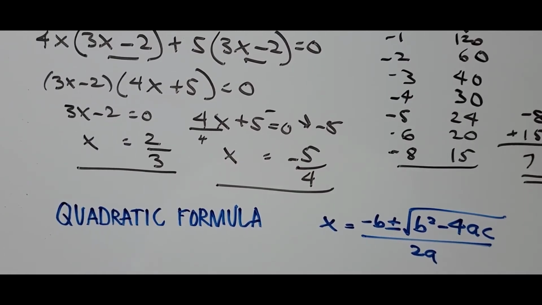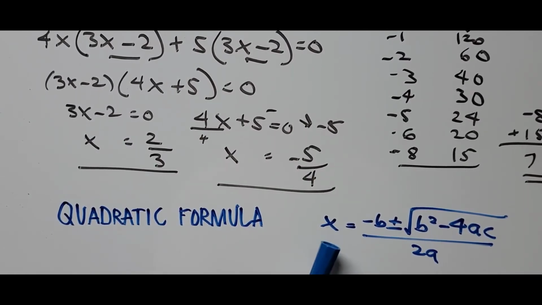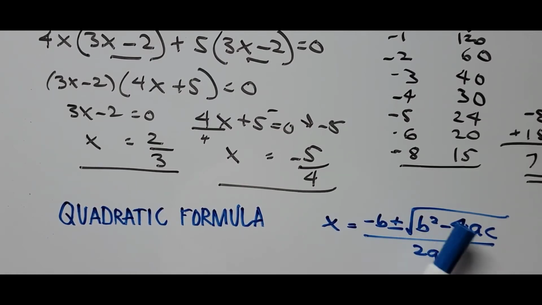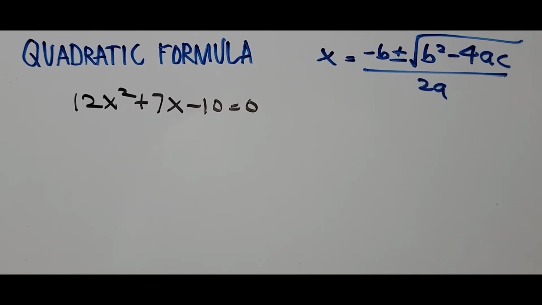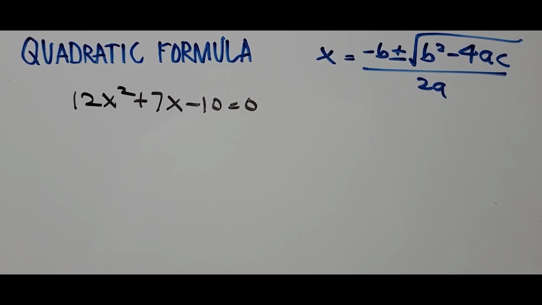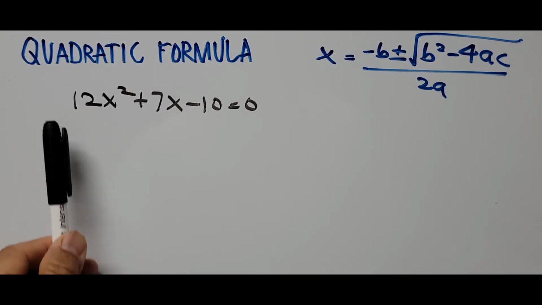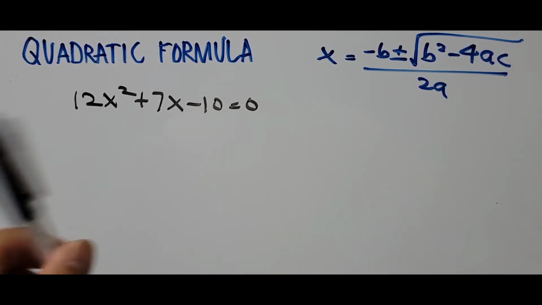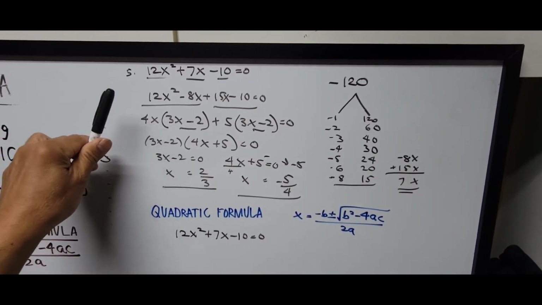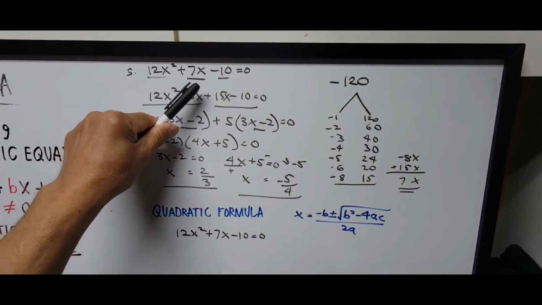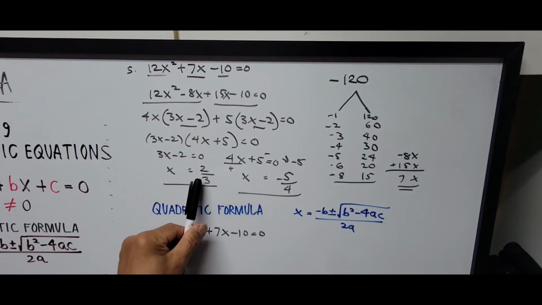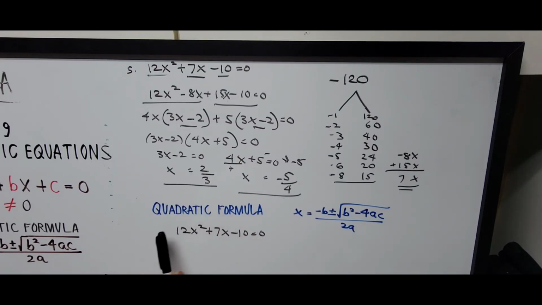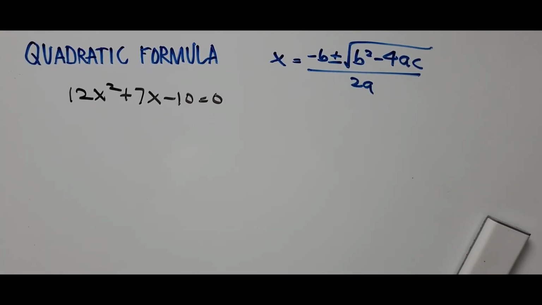Now let's start using the quadratic formula. Okay, so we have here the quadratic formula now. x is equal to minus b plus or minus the square root of b squared minus 4ac, over 2a. So now let's solve the number 5 problem by using quadratic formula: 12x squared plus 7x minus 10 equals 0. So the answer should be 2 answers, 2/3 and the other one -5/4. Now we have to confirm those answers by using quadratic formula.